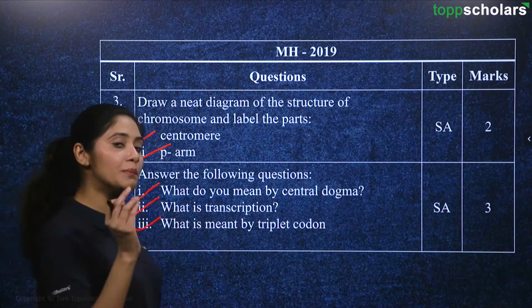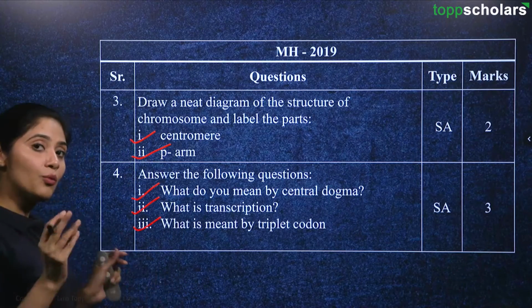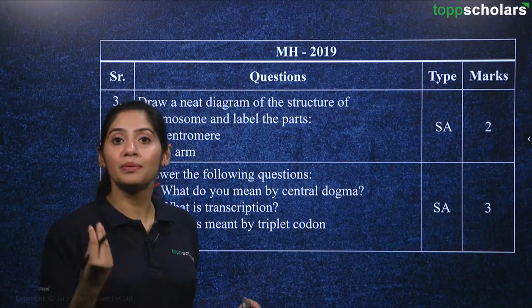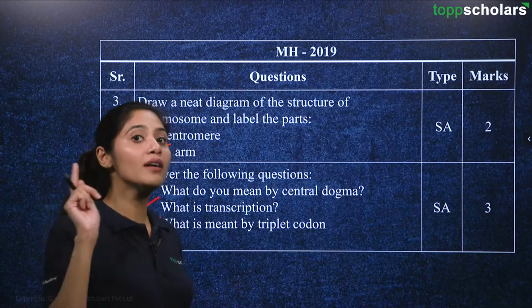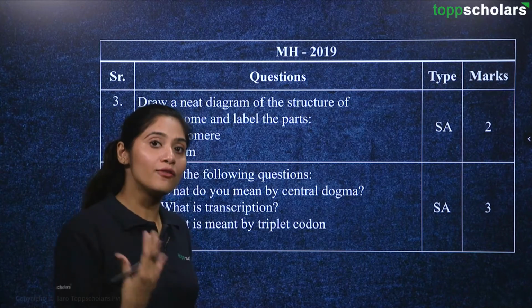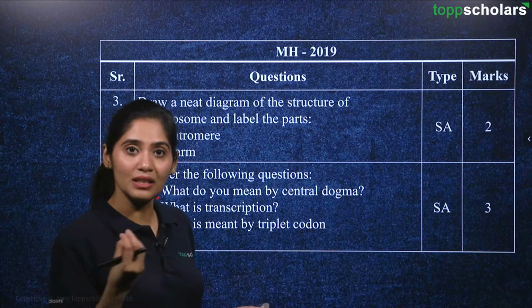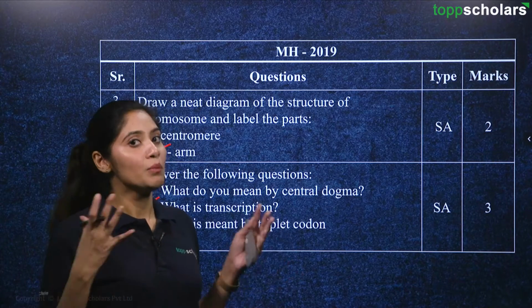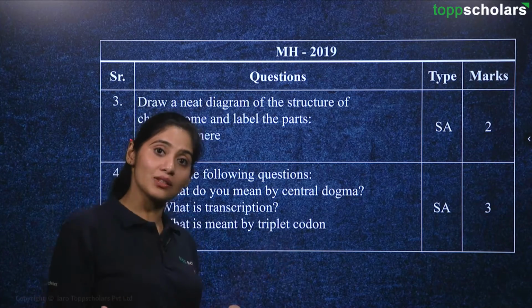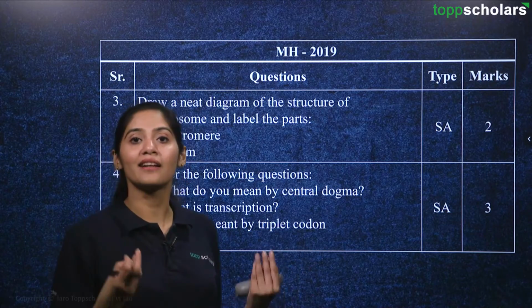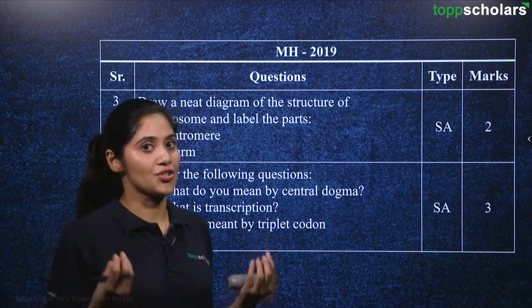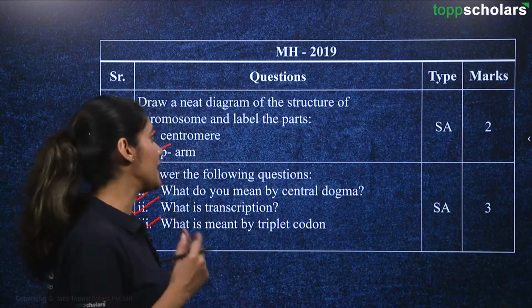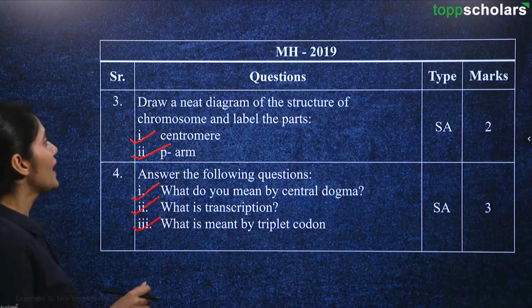What is meant by triplet codon? So we know what this triplet codon is. This triplet codon is responsible for 1 amino acid. And why are we making this amino acid using this triplet codons? Because amino acids are the basics of protein, and protein is our basic structural unit of our body, right? So we have established this.